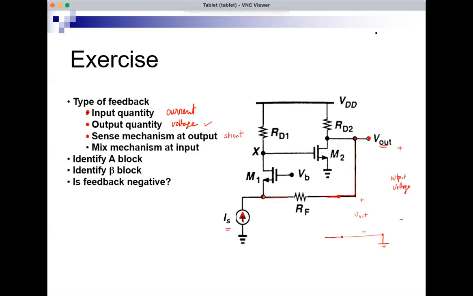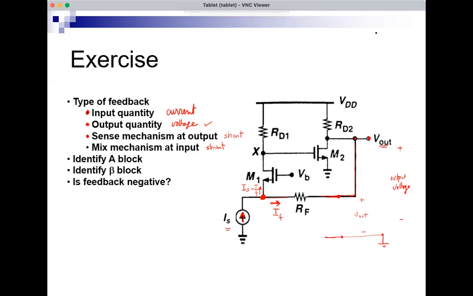IF and IS are mixed here, and it's the KCL equation that will do the mixing. So the feedback current would be this current, IF. This will be the input current, the difference between them. And just KCL, by just connecting the wires to the same node, would make this current equal to IS minus IF. So that's the mixing. And also it is in parallel, so shunt.